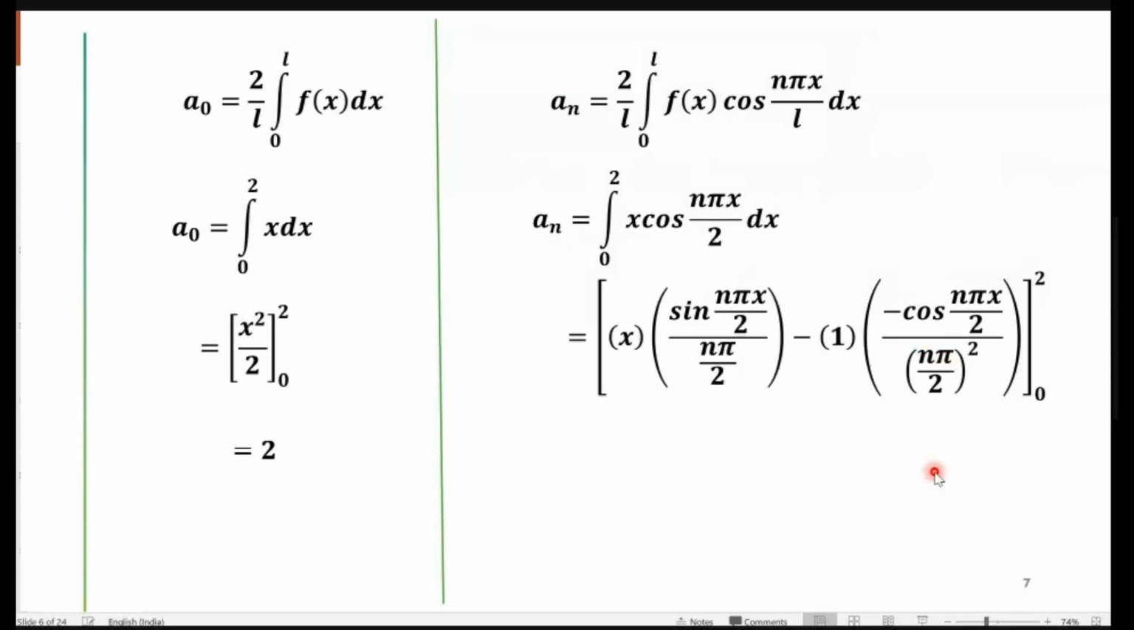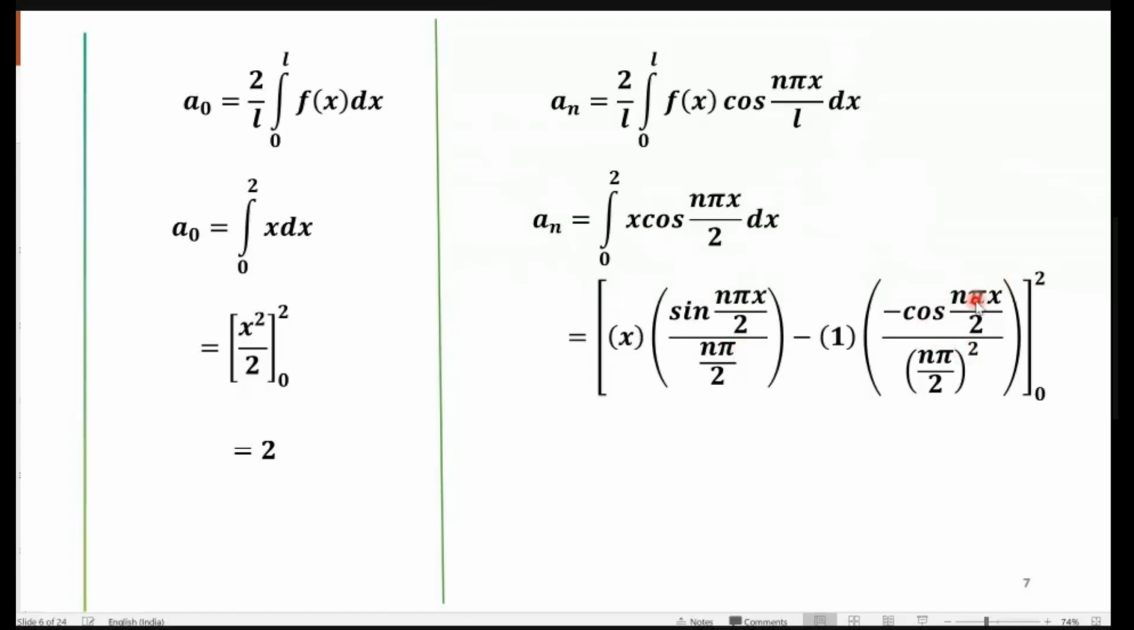So what is the value for this? When I apply x equal to 2, the first term will become 0 because यहाँ पे हो जाएगा n pi 2/2. This 2 will get cancelled, खाली sin n pi बचेगा. तो sin n pi is equal to 0. Lower limit में भी sin 0, 0 हो जाएगा. So we will have only the second term.